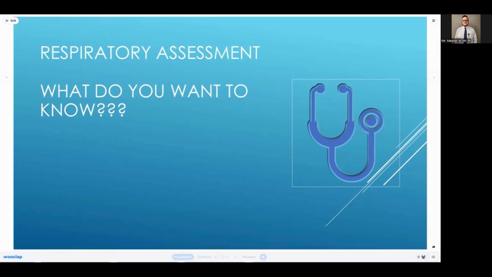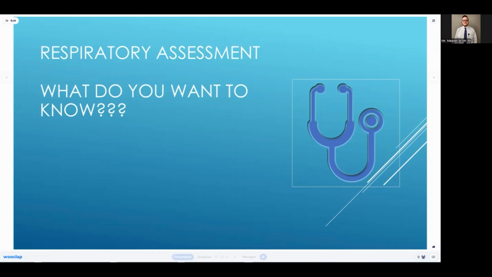So respiratory assessment. What do we want to know? There's always history, but things like, are they having symptoms? Dyspnea, which is just difficulty. I always remember dyspnea is just the D for dyspnea, means difficulty breathing, and that's a manifestation described by a patient. You can recognize this as well, but it's usually described by them. Tachypnea or bradypnea, so fast rates of breathing, low rates of breathing.